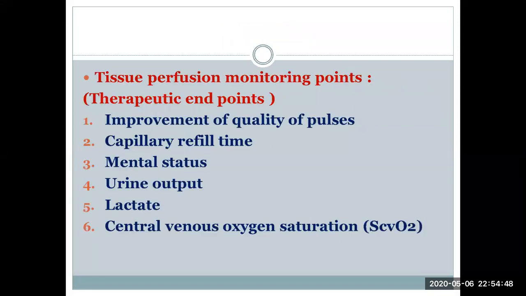Again, I'm putting the therapeutic endpoint. Please screenshot this slide, keep it in mind. Always keep it in mind and review it each time you have a sick patient or septic patient.